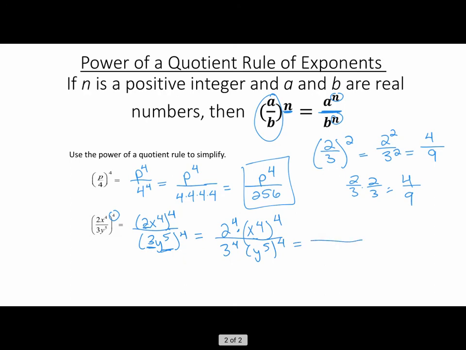So in the numerator, 2 to the fourth is 16, and x to the fourth is that power rule. 4 times 4 is 16. In the denominator, 3 to the fourth is 81, and y to the fifth to the fourth is the power rule. 5 times 4 is 20. If we could divide any factors, we would simplify, but that's as simple as it gets.